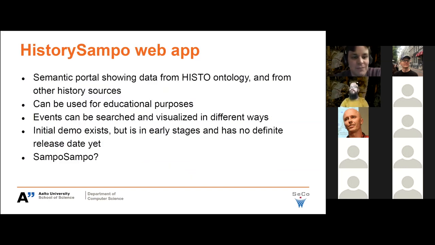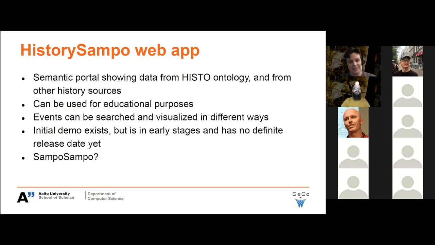Now, of course, the main idea of what we see, hopefully we will have the great history sampo one day. It would show data from the Histo ontology mainly, but also from other sources, perhaps even like SeCo sources, like for Sampo and so on. And we'll use that to visualize the things in a different way. But we already have a simple demo. Hopefully we can work on it and get it better. And perhaps one day it will be this great Sampo, the Sampo of all Sampos.